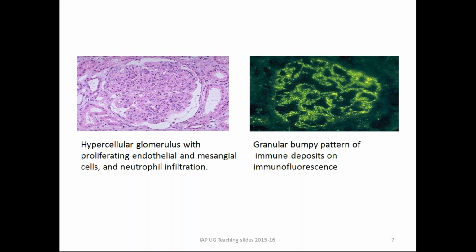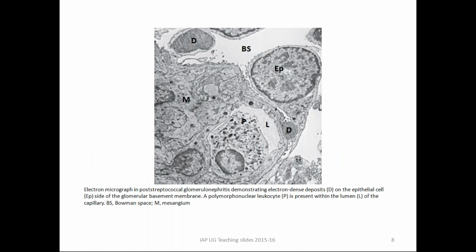So this is the first one showing the hypercellular glomerular proliferation. Already we discussed, proliferating endothelial cells and mesangial cells and neutrophil infiltration. And the second picture showing the granular bumpy pattern of immune deposits on your immunofluorescence. This is the detailed picture.